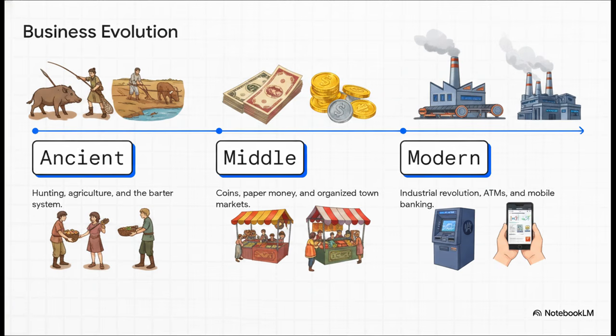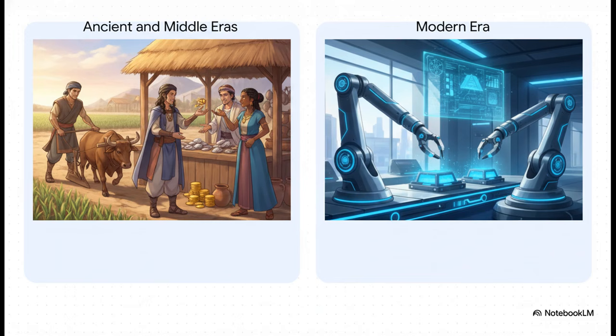Fast forward to the modern era, which really kicked off with the Industrial Revolution. Things accelerated at a staggering pace, bringing us massive factory production, ATMs, and eventually the seamless mobile banking we all tap on our phones today. The contrast here is absolutely striking. Those early eras were totally driven by physical labor, animals, and tokens like those shells. But by solving those really basic exchange problems of the past, we essentially laid the groundwork for the massive information technology and global scale that completely defines our economy today.